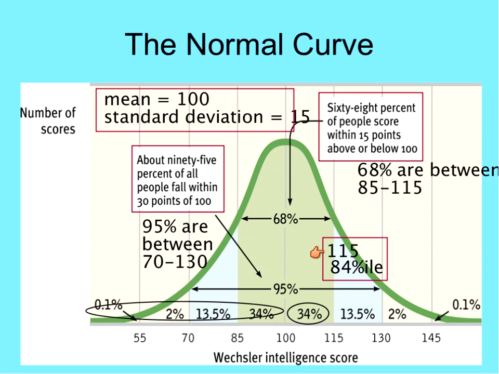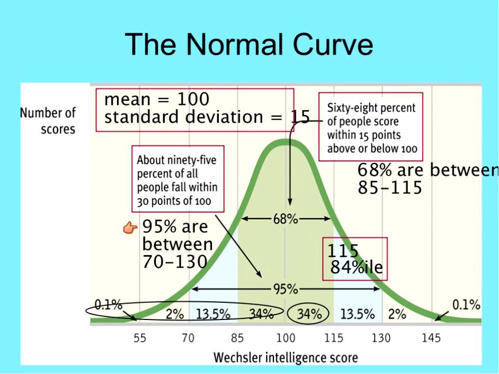Okay, you're not going to need to compute percentiles like that, but I do want you to know these ideas about what percentage of the population falls in these different ranges, right? About 2/3 between 85 and 115, and then almost everybody between 70 and 130. Scores lower than 70 are extremely rare. Likewise, scores higher than 130 are extremely rare.